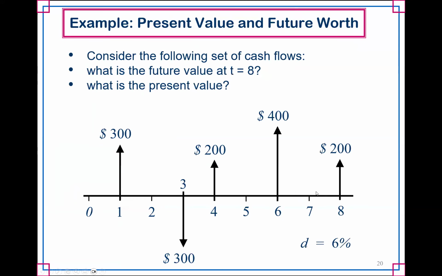So let's go ahead now and look at present value and future value for a cash flow. At time period 0, no money. Then we get in $300. At the end of year 3, we put out $300. Then we get in $200. Then we get in $400, and then at year 8, we get $200. We have a discount rate of 6%. And so what you might want to look at is moving all this money to today. What is the present value? Is this a good investment? Or we can look at what the future value is and see what money difference we would have there.